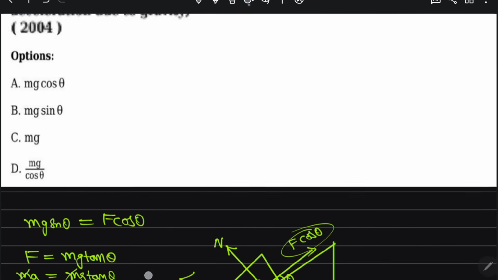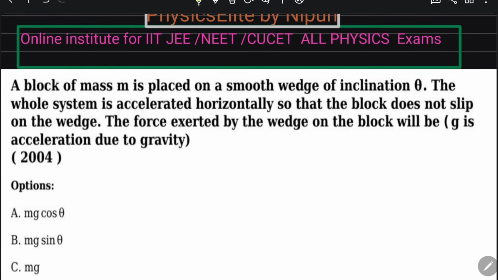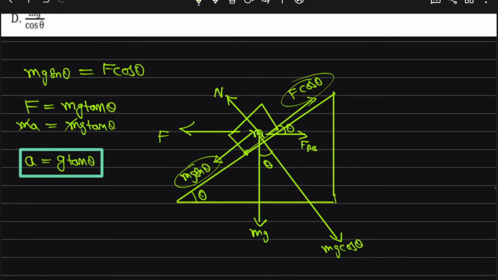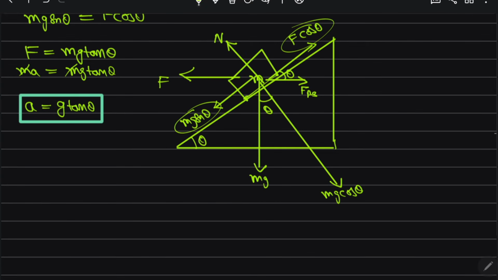Now in this question, what are they asking? They're asking the force exerted by the wedge, so they are asking normal reaction. Look, I use a different pen so that this is our F cos theta. If I resolve this, this is 90 minus theta, so this comes out to be F sin theta. The force exerted by the wedge on the block, that is normal reaction.